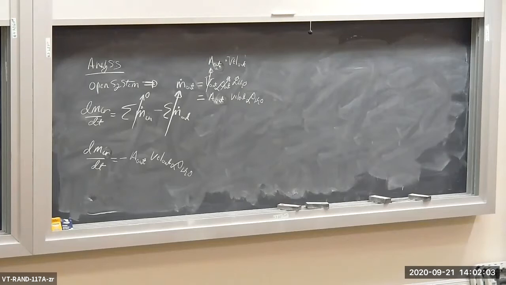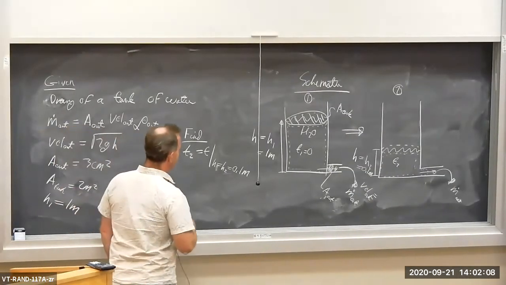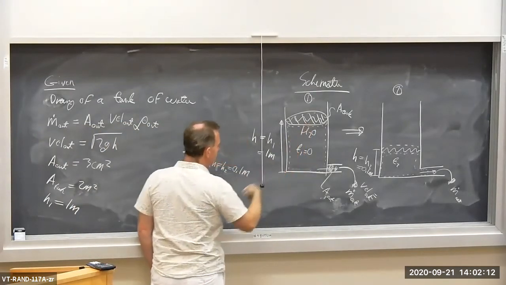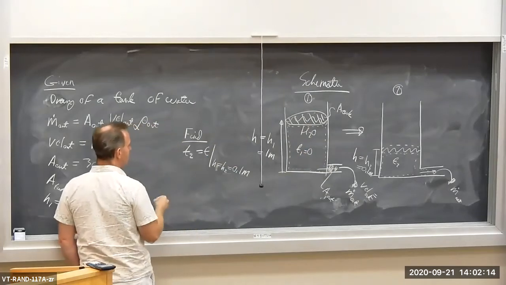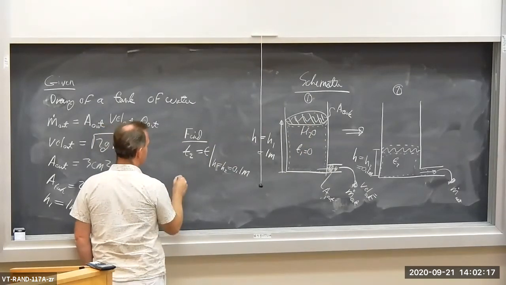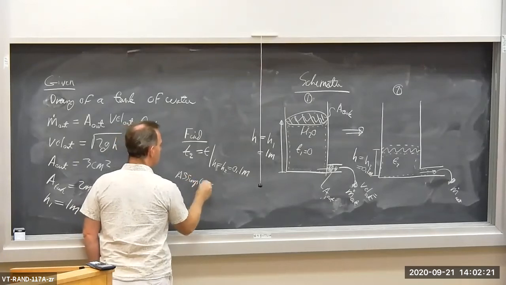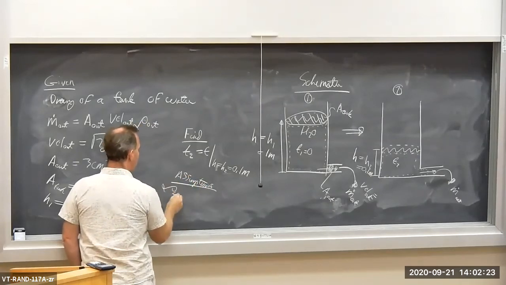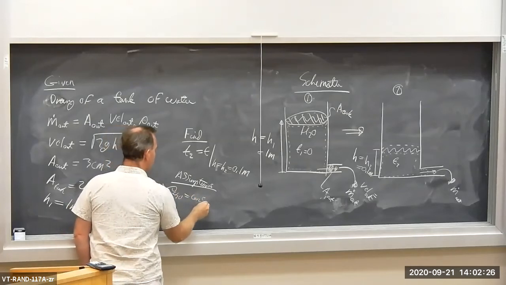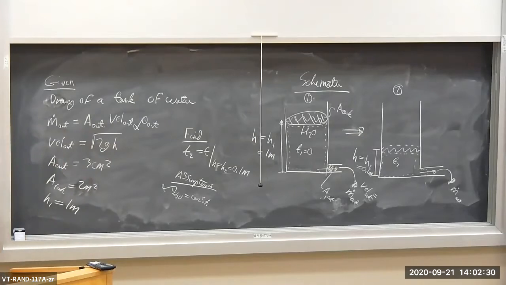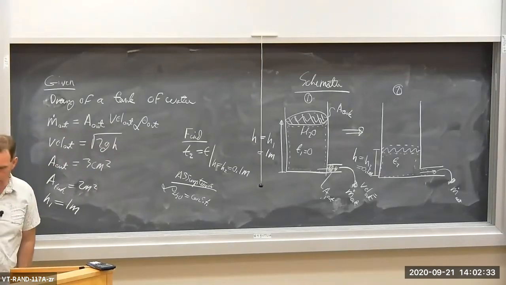Maybe I should put some assumptions here. I'm going to assume the density of the H2O is the same. It's a liquid, so I'm going to assume density is constant. This will come into importance in just a moment. So assumptions: rho H2O is constant, in other words, incompressible. So the liquid H2O doesn't change density over time. I'll write up my first assumption there.